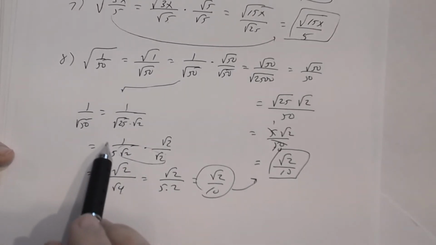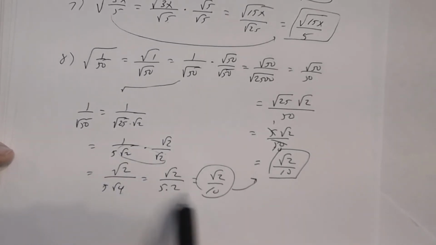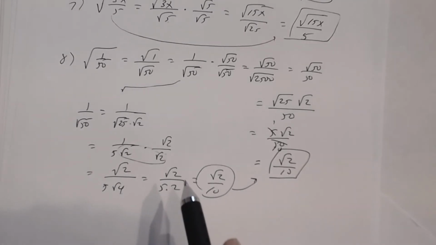But I'm going to say this. If you make a mistake, then all of this is going to be wrong, all right? Your answer is going to be incorrect. All right, so that's number 8.